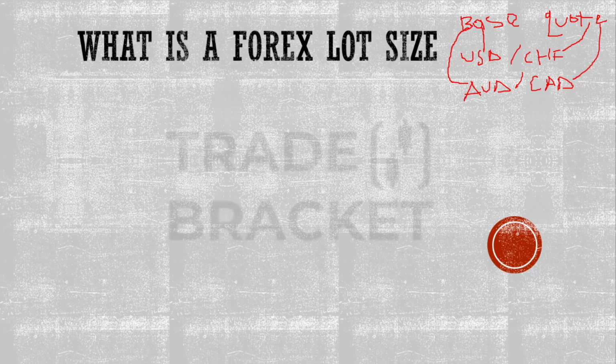Just keep that in mind because I'm going to be using that to explain what I'm going to be showing you. We have 4 different types of lot sizes. Starting off we have the standard lot, which is 100,000 units of the base currency, also represented as one lot.